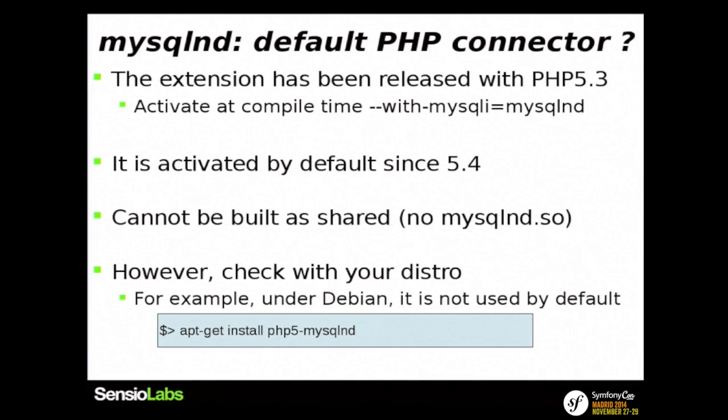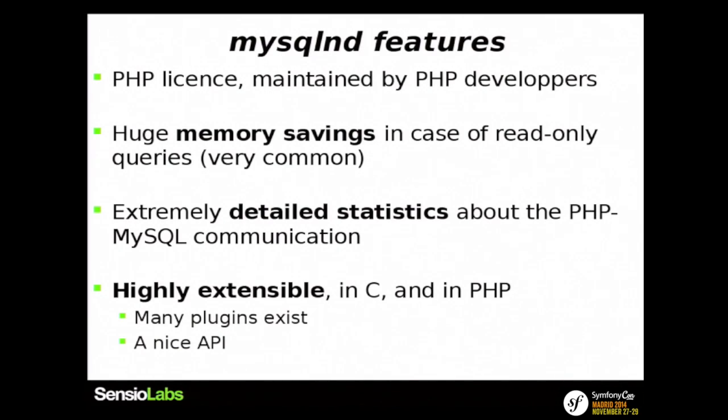So when you use PHP from php.net, starting from 5.4, it is the default. You will benefit from MySQLnd. If you use your package manager, just get some information. It's not sure it will use MySQLnd. What are MySQLnd features? Mainly, there are 3 features you will like. Huge memory savings, I'm going to talk about this later, in a few slides. Detailed statistics about the MySQL communication with PHP, okay? And it is highly extensible.